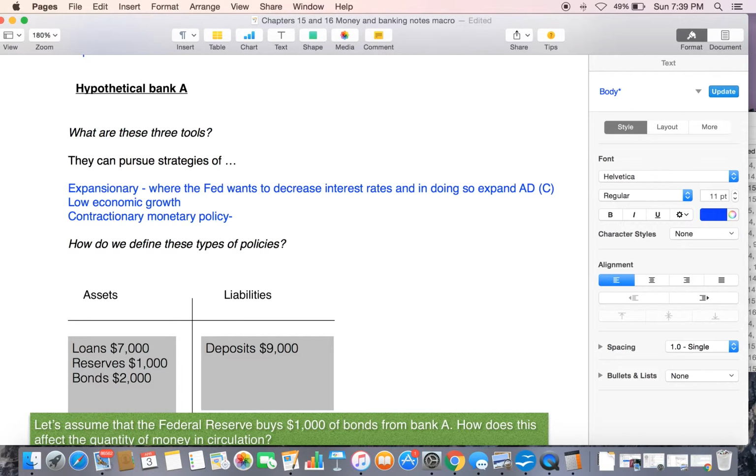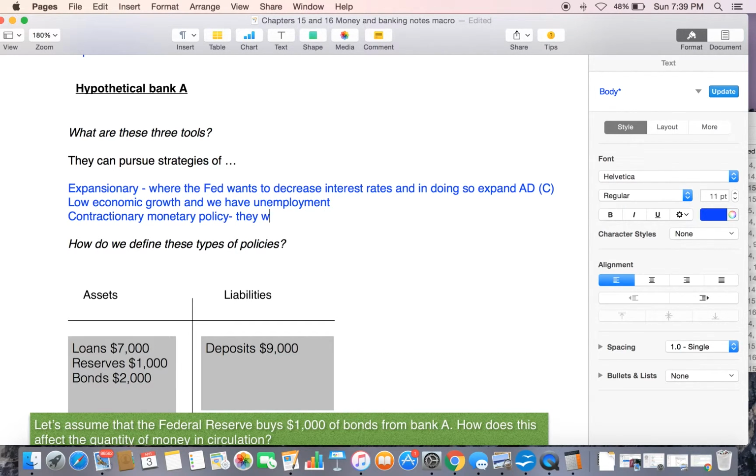Economic growth, we can actually be in a recession, so we're short of full employment real GDP, and we have unemployment. So when we have unemployment or low or negative growth in real GDP, the Fed will intervene in an effort to decrease interest rates, which should increase aggregate demand. Expansionary monetary policy is used.